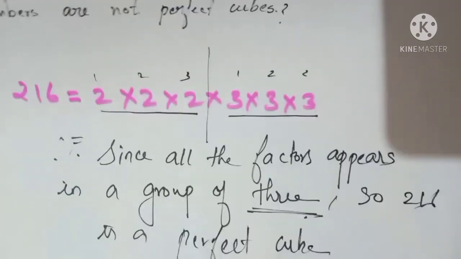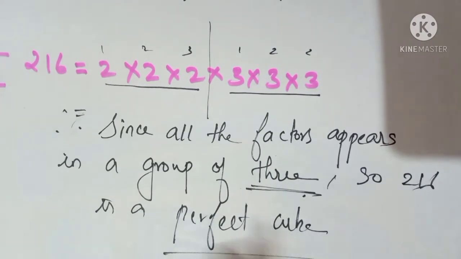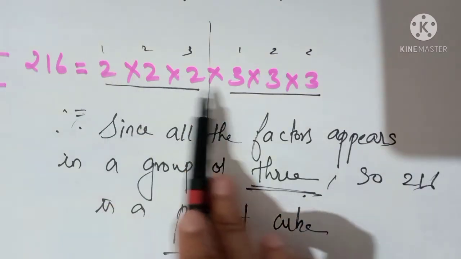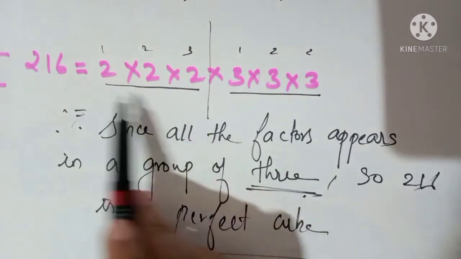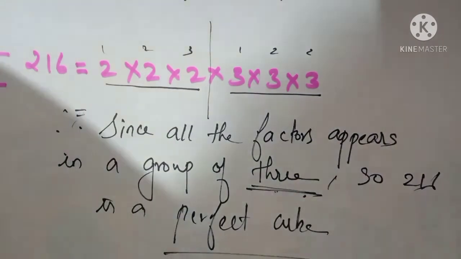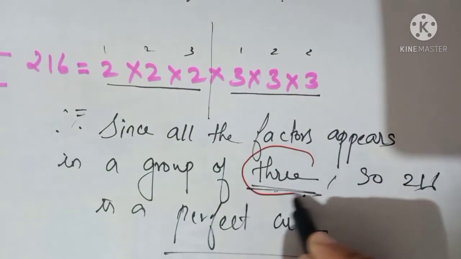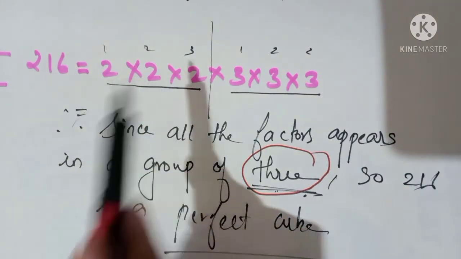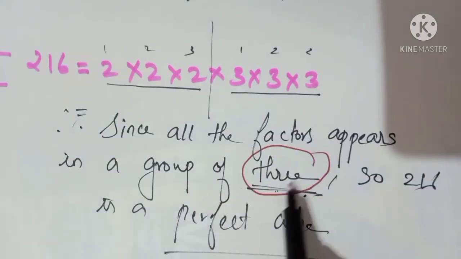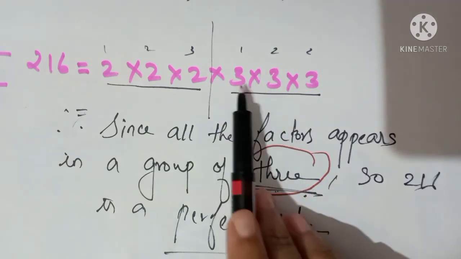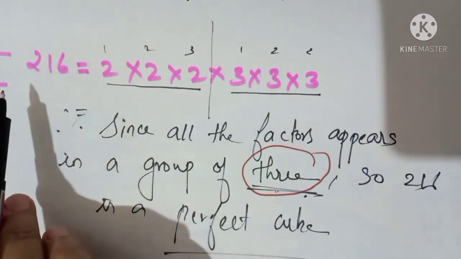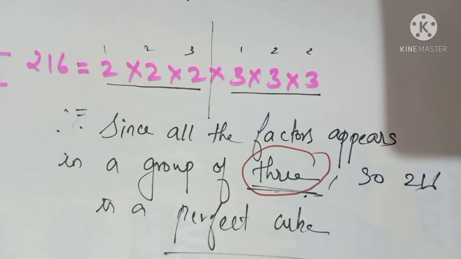This explanation you don't need to write, since I have written it for understanding. So since all the factors appear, these are the factors. These factors appear in a group of 3. This is important. This word is important. So 1, 2, 3. This pair also 1, 2, 3. If it is not, for example, 2 is there three times, but 3 only two times, then we can say the given number is not a perfect cube. Understood?